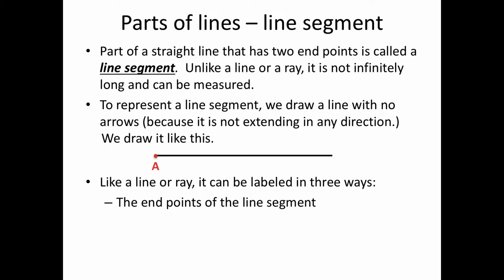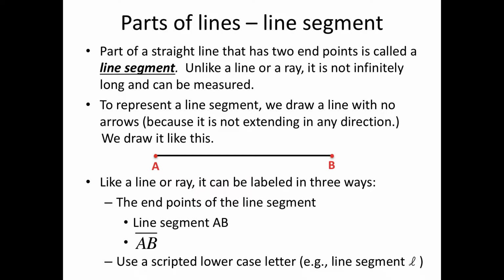Like a ray, we can label it a bunch of ways. You can name it by its endpoints. So there's A, there's B, so I can call this line segment AB, or just segment AB. The other way to do it is to write AB with a line over it. Notice that there's no arrow on either side. And then finally, you can use a script letter like L or M or whatever.